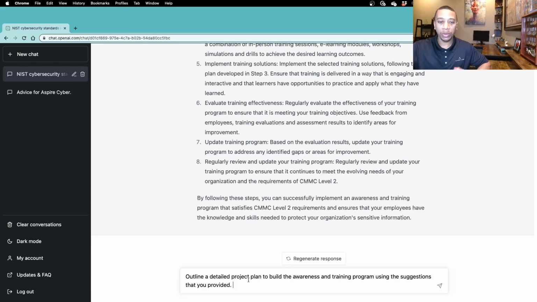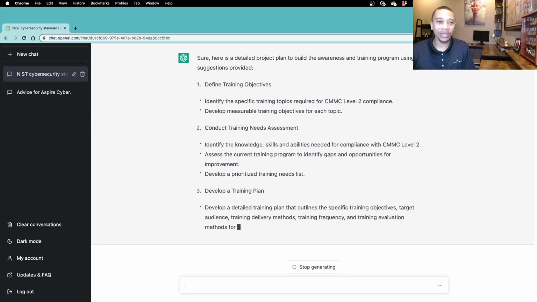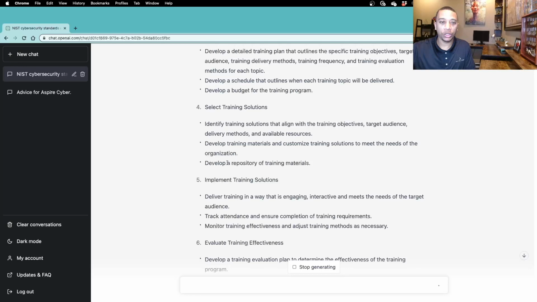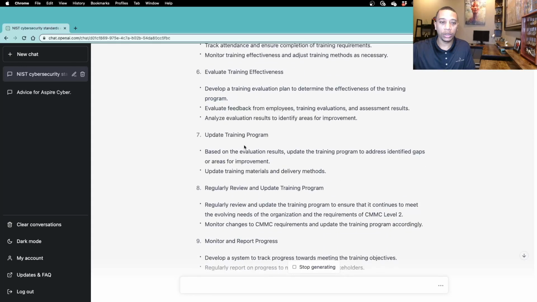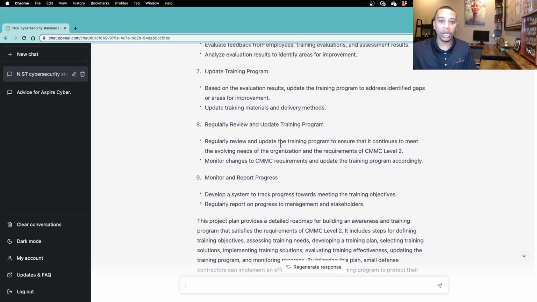The last bonus prompt is to outline a detailed project plan to build the awareness and training program using the suggestions that you provided. All right, here we go. Wow, look at that beauty of automation. Select the training solutions. So it's just detailing out, okay, these are the exact steps you need to follow. And again, I would just continue to prompt ChatGPT for more information and more guidance based on what it's provided me. So you could just continue to push until you're at the point of satisfaction. You can say, okay, yes, I have enough information to implement the recommendations.